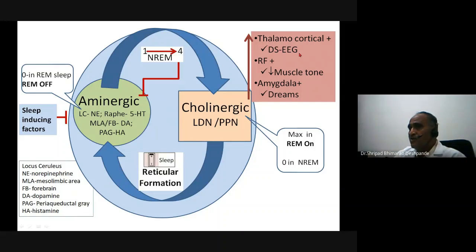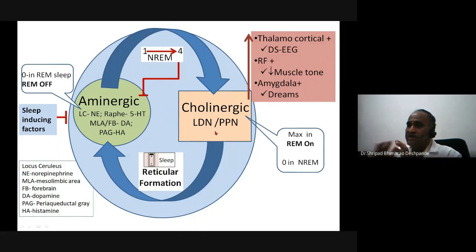We have the desynchronized EEG pattern, that is the thalamocortical projections, and we have a decreased muscle tone because of the descending reticular system or the pontine reticular system. They project onto the interneurons to the alpha motor neurons, that is glycinergic and GABAergic interneurons. They inhibit the muscle tone. That's one component. And you will have dreams here because it will activate the amygdala. So this is REM sleep, and this is what is happening.